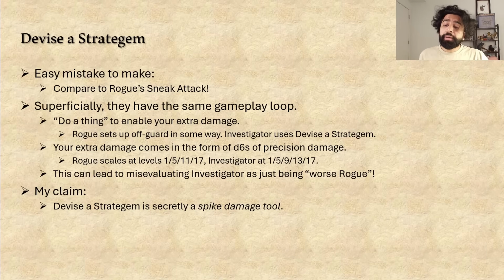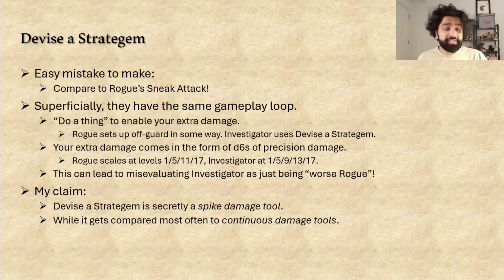And the thing is, because of its superficial similarity to a rogue, the Investigator's strategic strike gets compared to continuous damage tools, because sneak attack is a continuous damage tool. The rogue is meant to try and get the enemy off guard and then deliver round after round of reliable damage to the enemy. And the rogue is great at that. You'll see that the rogue is just a good continuous damage dealing class. Perhaps a little worse at range, but certainly in melee it is fantastic at its job.